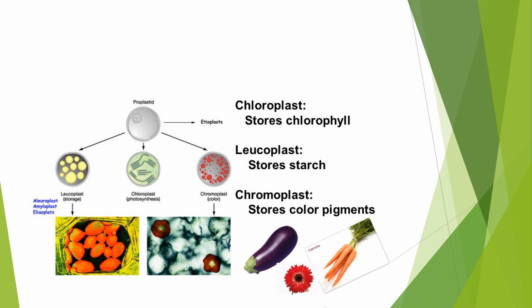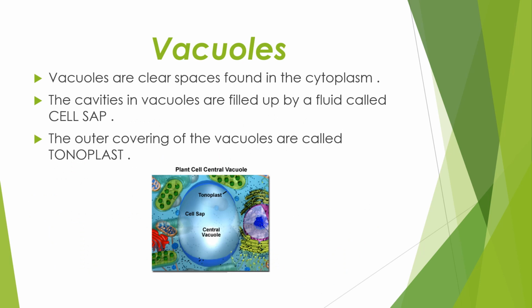And leucoplast stores the starch and it is present inside the potato. The potato that we eat basically has the leucoplast storing the starch inside it. That is why it is white in color, or you may say that it is colorless. Okay, so now we will proceed towards the vacuole.